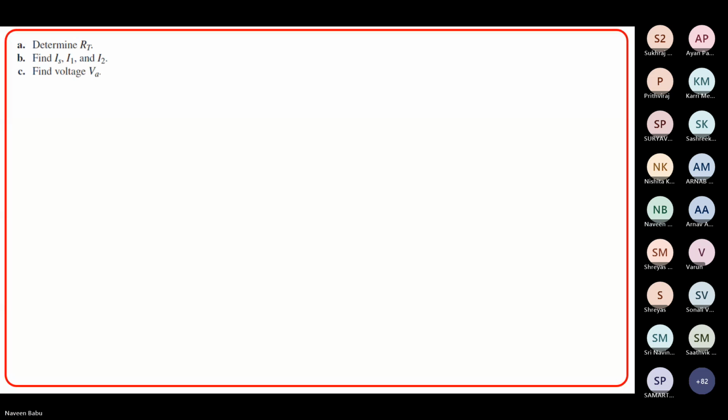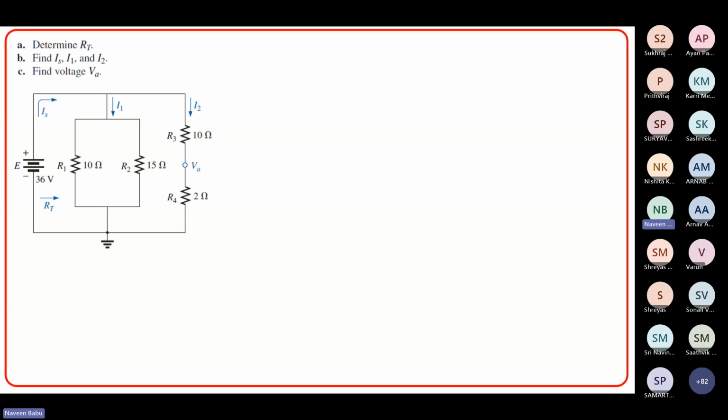Okay. Now let's consider this circuit. You have to determine, it's straightforward actually, RT. So RT, it is very simple. How you do this is, R1 and R2, they are in parallel. So it is 10 inverse, 15 inverse, and its answer inverse. And these two will be in series.